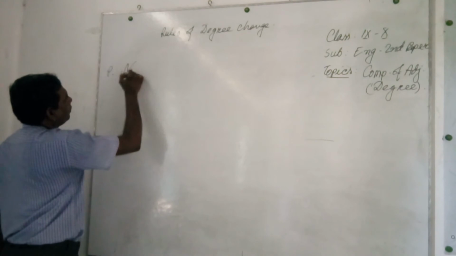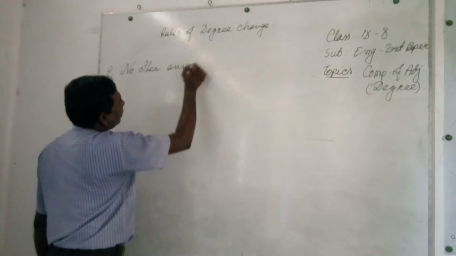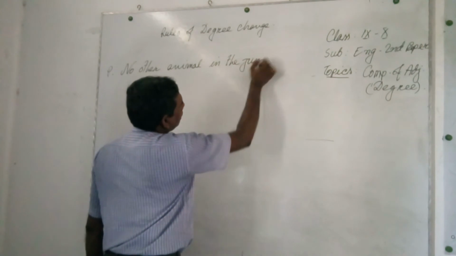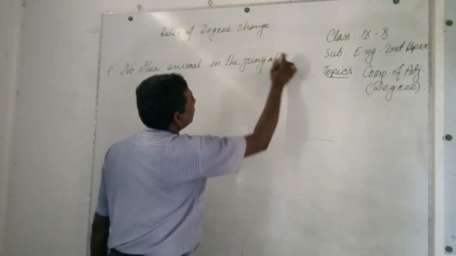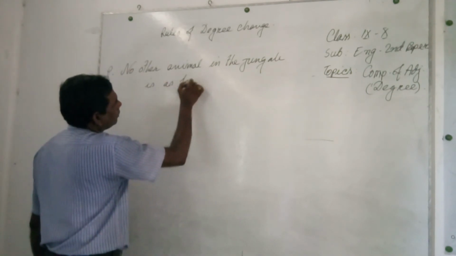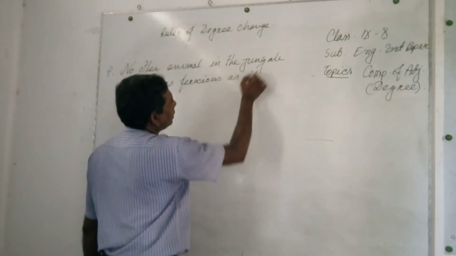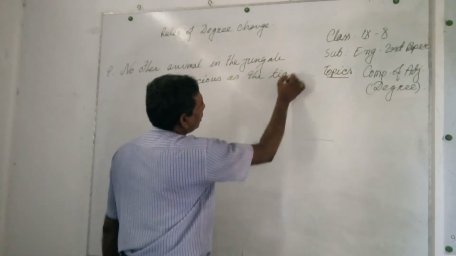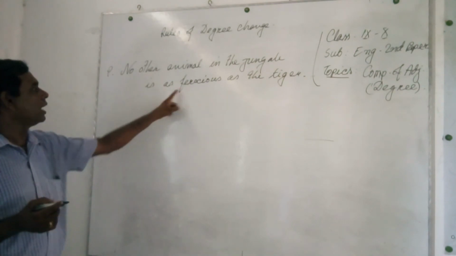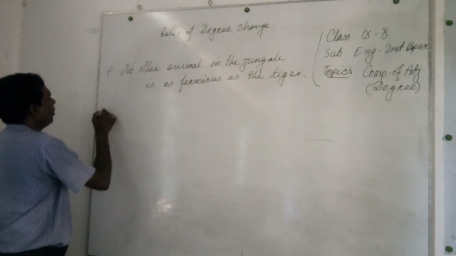Positive: no other animal in the jungle is as ferocious as the tiger. No other animal in the jungle is as ferocious as the tiger. Now we change it into the comparative degree.